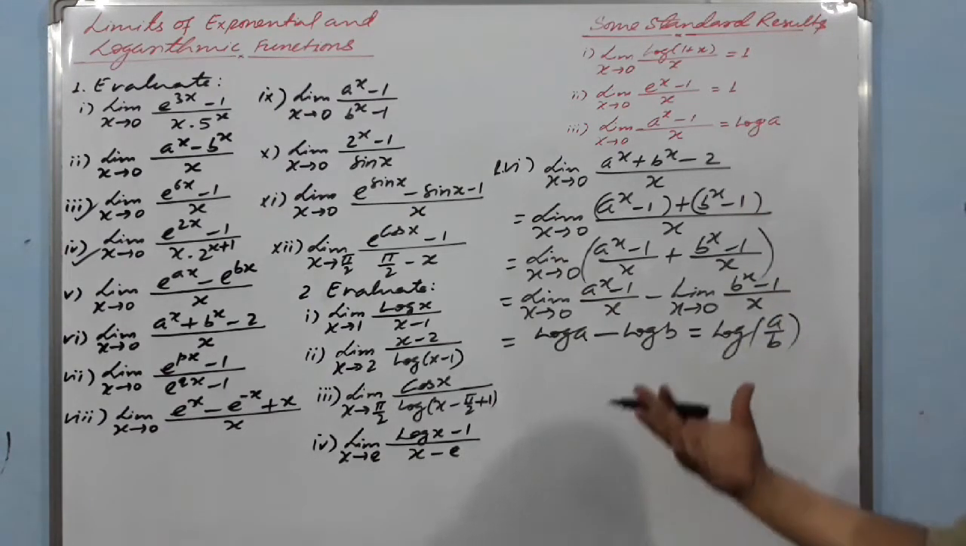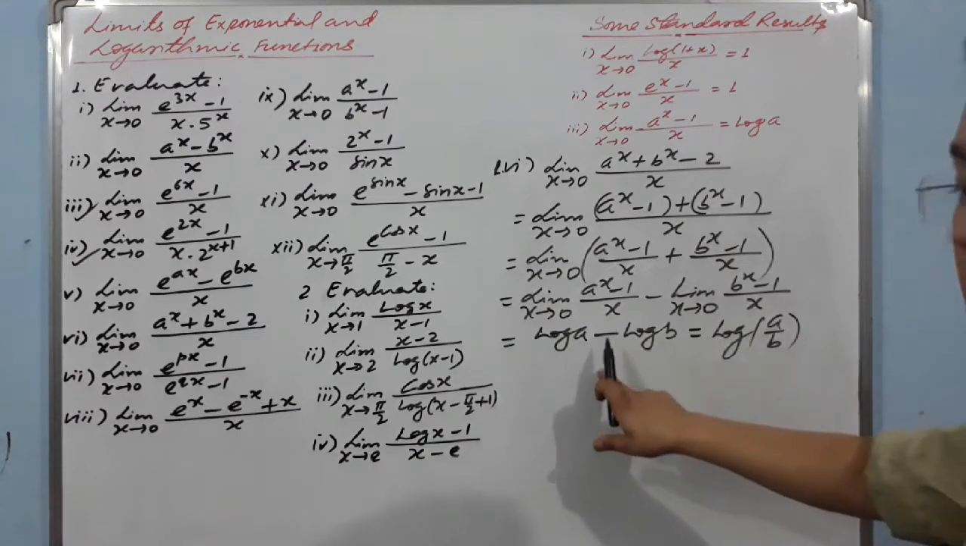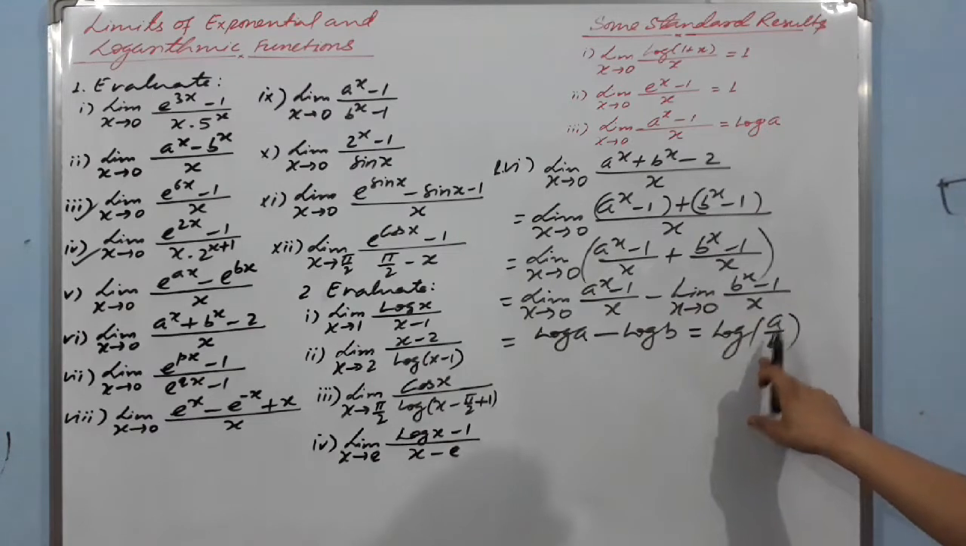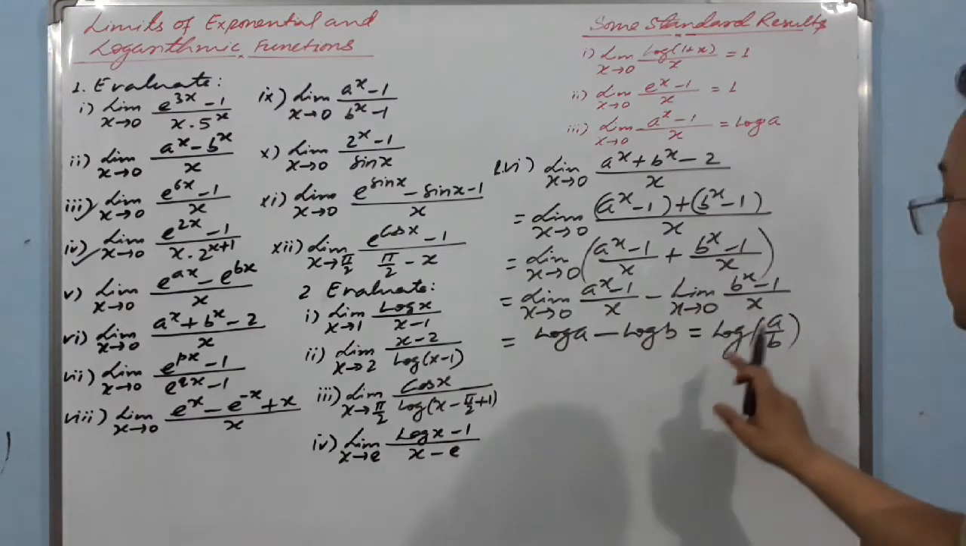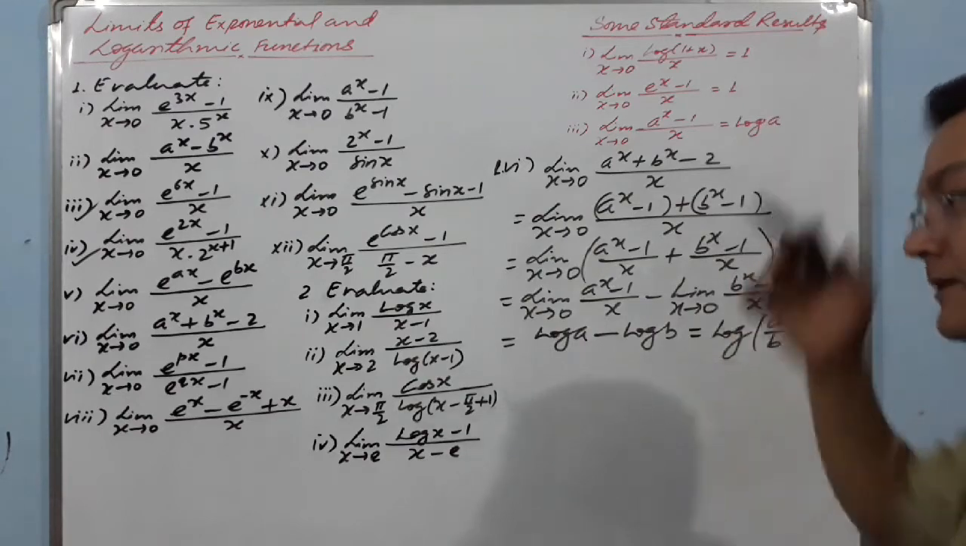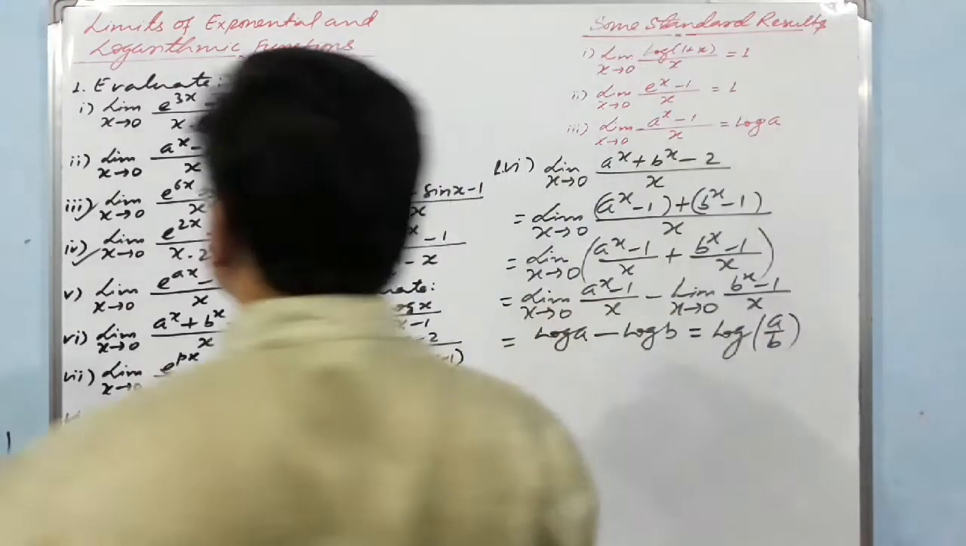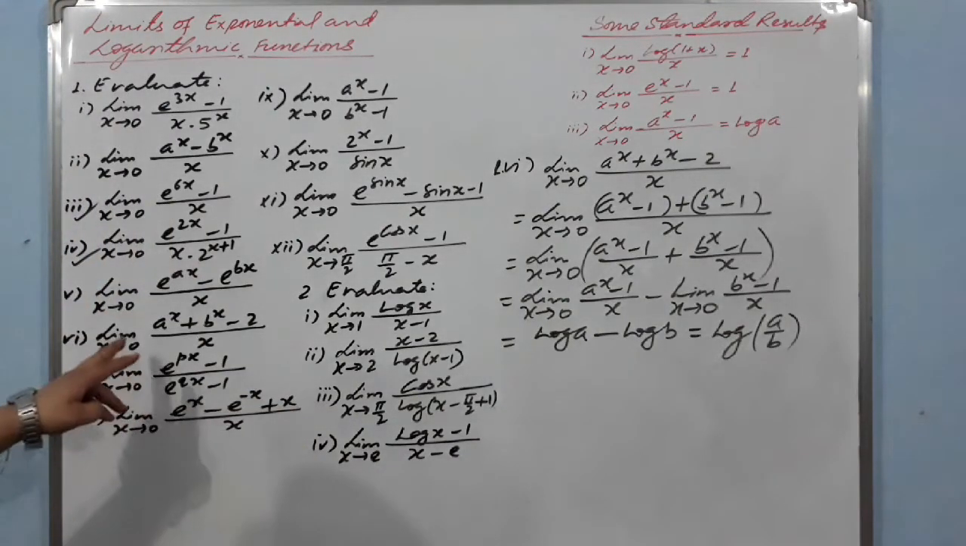This is the property of logarithms. So using the logarithmic property, I have written here log of a minus log of b is equal to log of a upon b. Alright, so this is also understood. This is the result, this is the limit of this function.